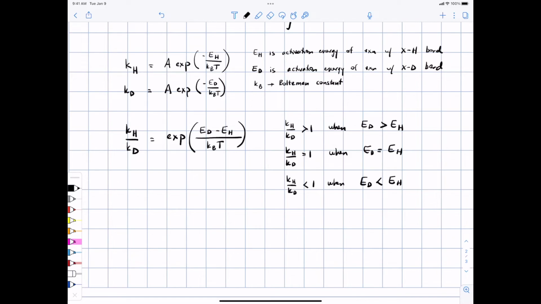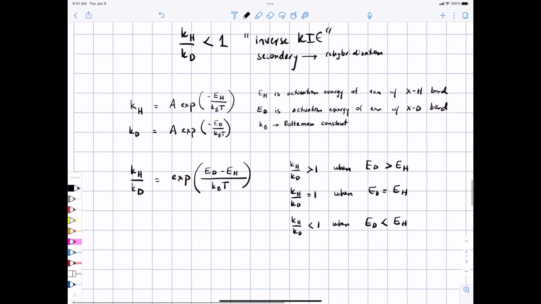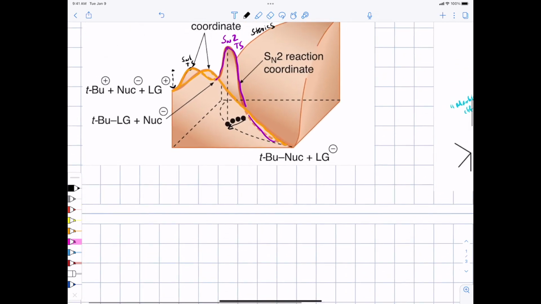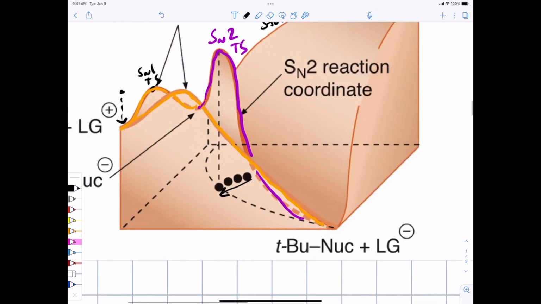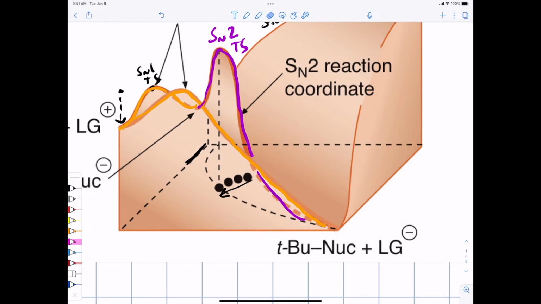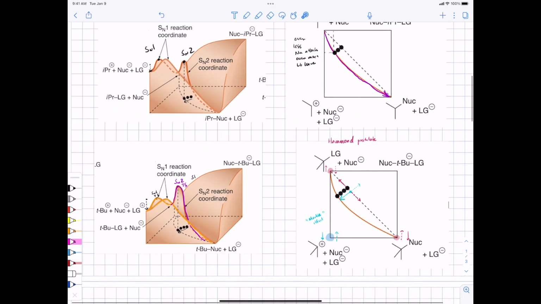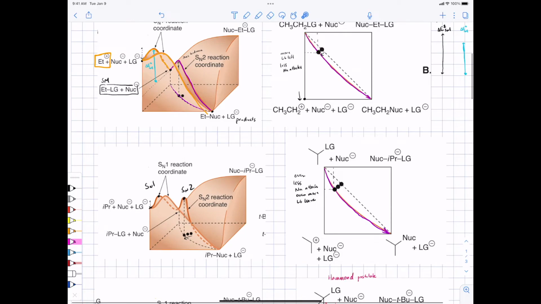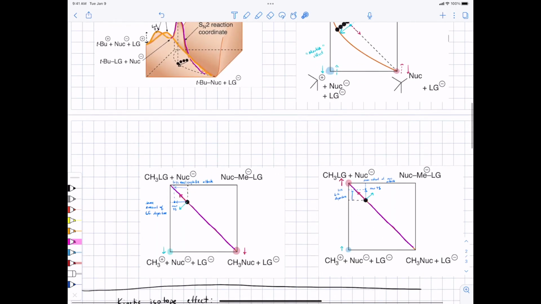But now we need to talk about why we would expect activation energies to be different for hydrogen versus deuterium. To do this, we need to consider a couple of factors. When you are breaking a bond in a reaction, the reaction coordinate represents really a bond vibration. So for example, along this y-axis as the leaving group leaves, you could represent that as a vibration of the bond between carbon and the leaving group.